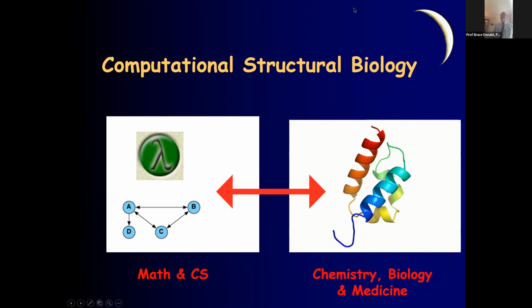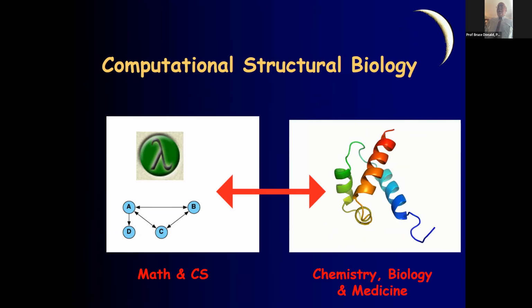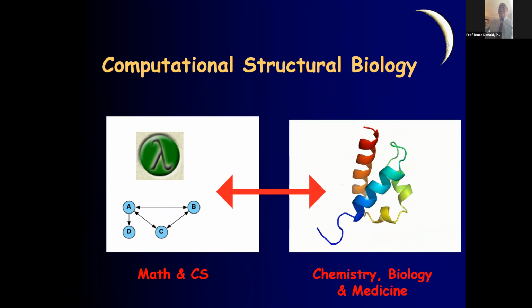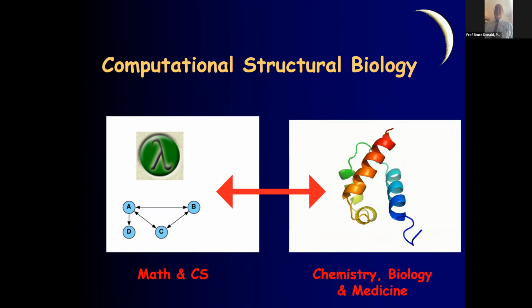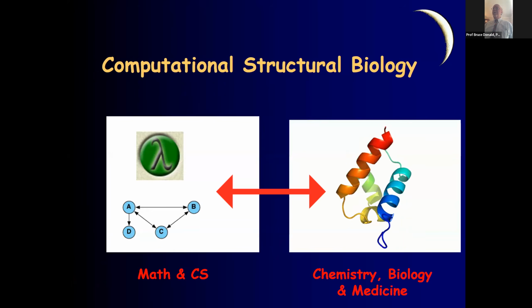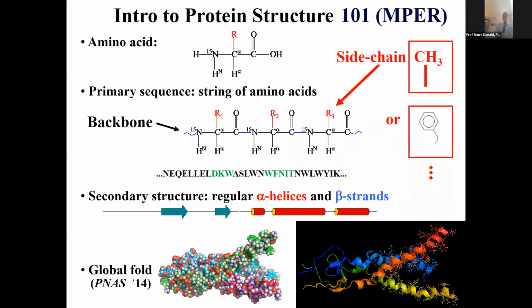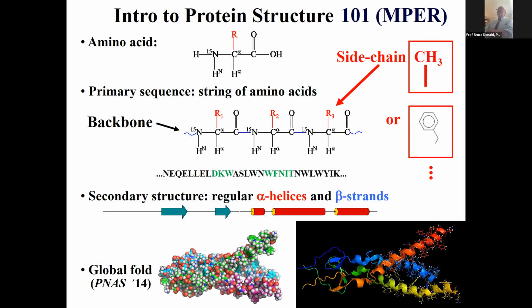Okay, so let's talk about where this course lies in some sense. This area of computational structural biology is between math and CS and this area of chemistry, biology, and possibly applications to medicine. So let's explore that a little bit, especially for those of you who are new to this.